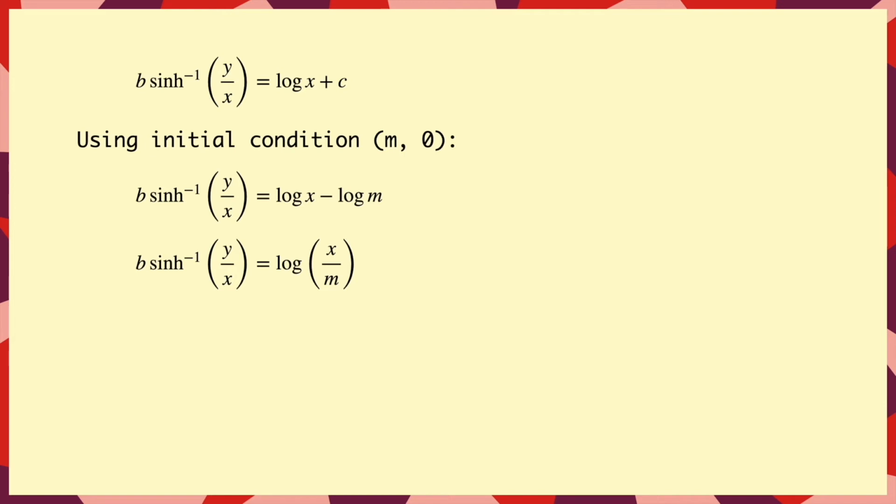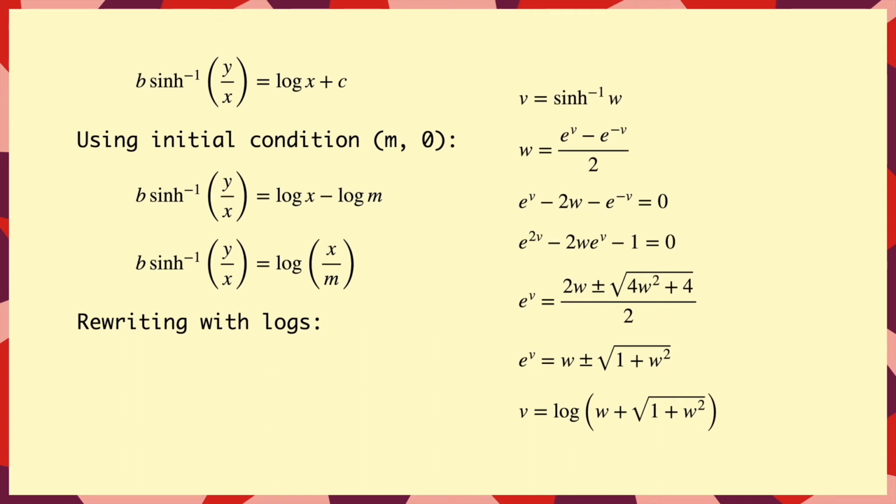So again, we can do some working on the side, writing sine out in terms of exponentials. Then this is actually a quadratic equation in e to the v, which we can solve. And we know e to the v must be positive, so we're only interested in one root. And we find that this expression, log of w plus root 1 plus w squared, is an alternative way of writing inverse sine.